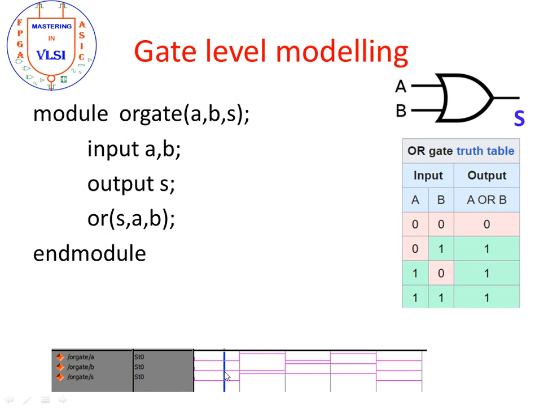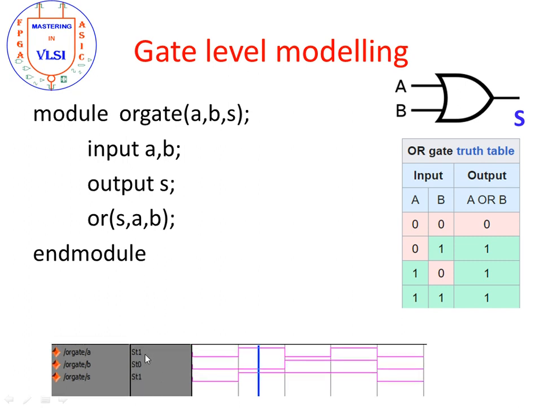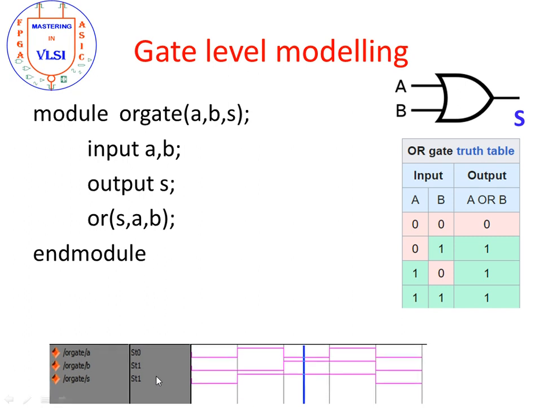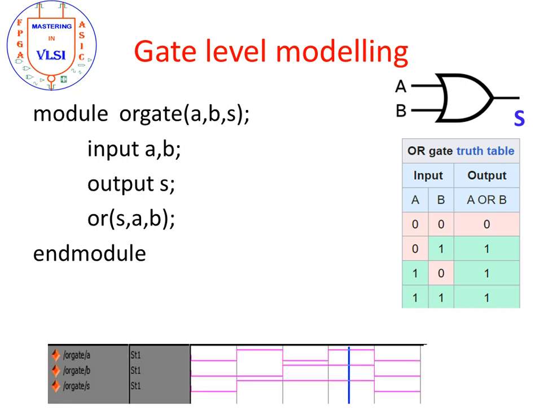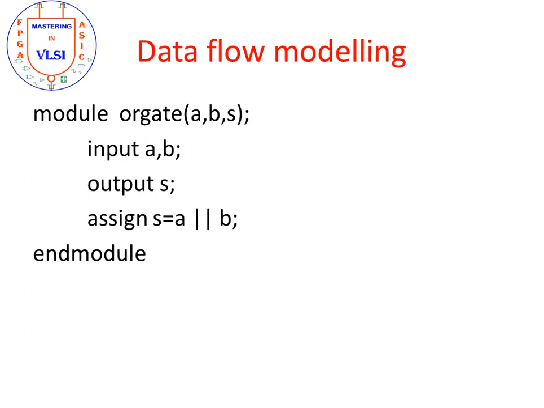Now, how will the output be? This is the simple output from the ModelSim. See here, first all are 0, meaning the output will be 0. Then first signal 1, second signal 0, that is A and B, the output S equals 1. Next, S equals 1. The last signal also has S equal to 1 because all the signals are 1. Next we will go to the data flow modeling.